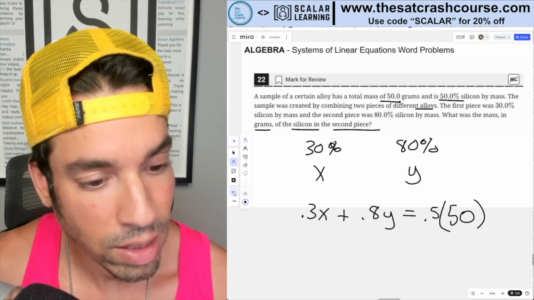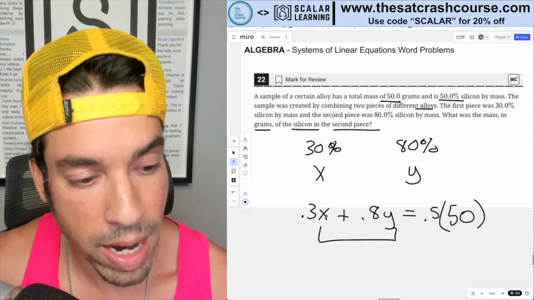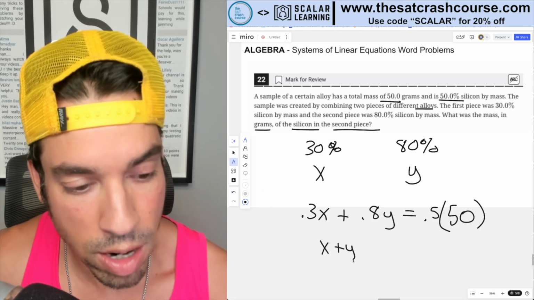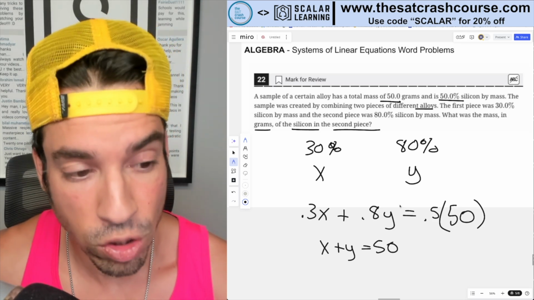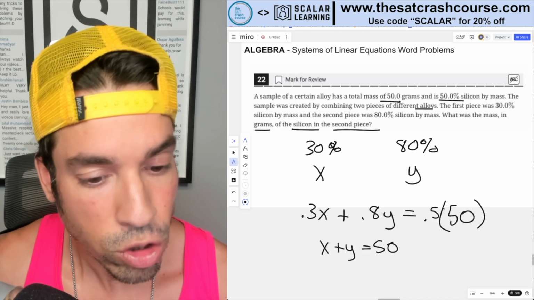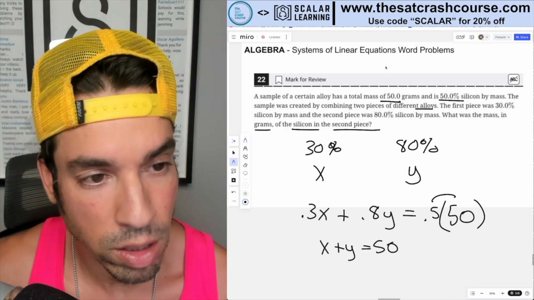Now, the second thing that we know is since the final mass is 50 and these are the masses of the two alloys at the beginning, we know that X plus Y is also equal to 50. So this is a system of equations. Now that we've put everything together, it's a nice system. Now we can solve. So I'm going to multiply 0.5 times 50. That's 25. Let's rewrite the equations up here.